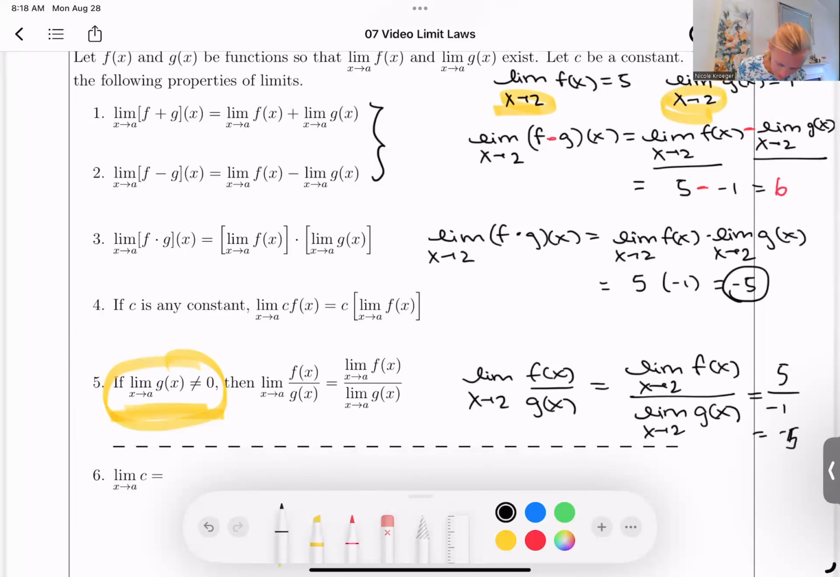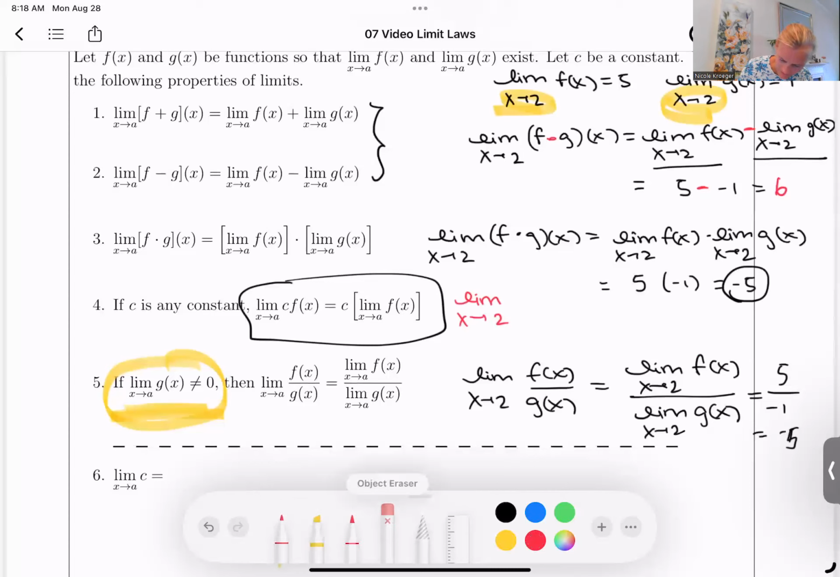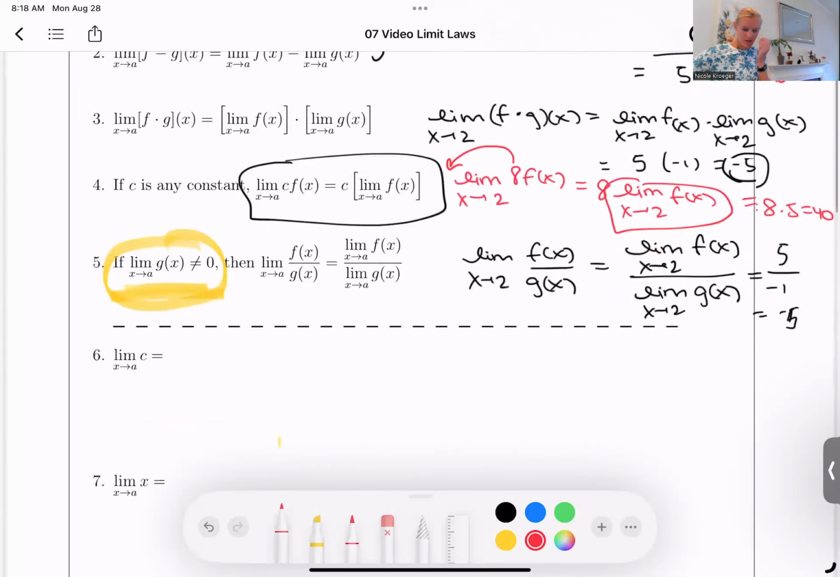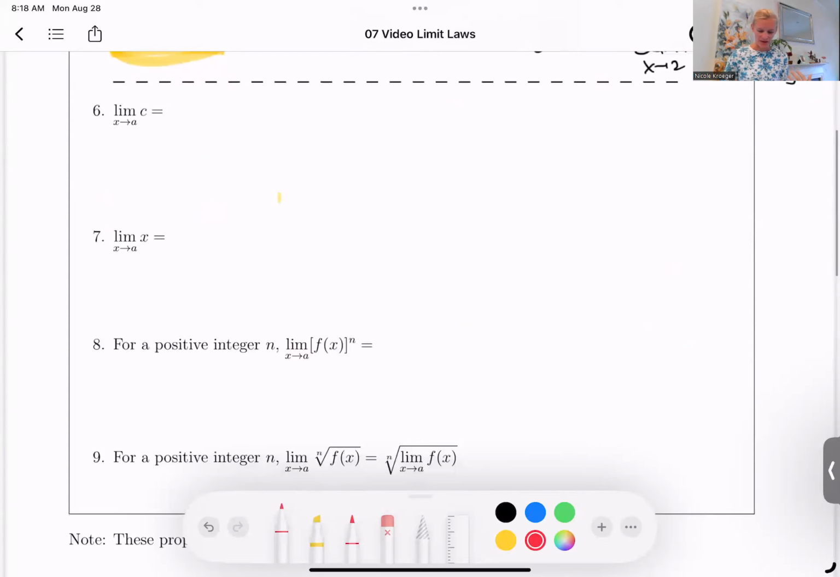And then this property number 4, which I had skipped over, tells us that if I multiply a constant by a function, I can pull the constant out of the limit. This is a property that we'll use a lot throughout the semester without remembering that it comes from a limit law. So if I do the limit as x approaches 2 of 8 f of x, I can take that 8 outside of the limit. So I have 8 times the limit as x approaches 2 of f of x, and this guy was 5. So this is 8 times 5 or 40. Okay. So hopefully those all behave in a way that you might expect.